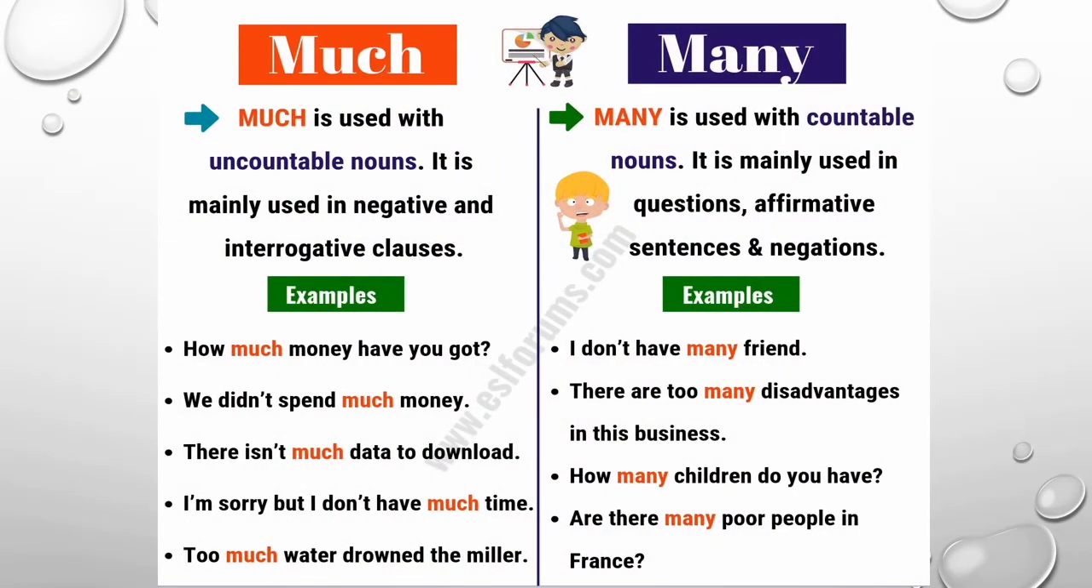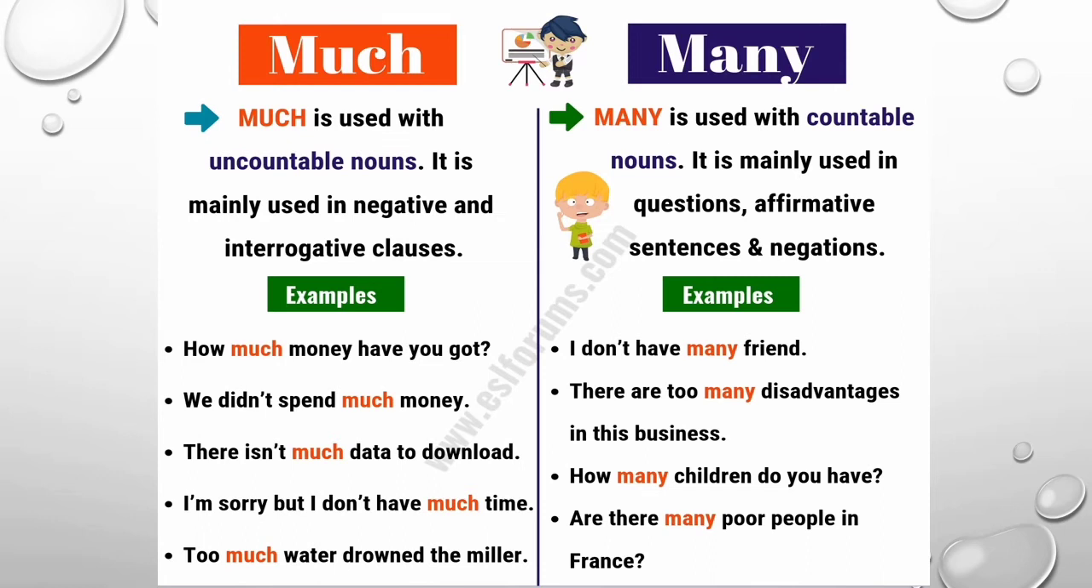I will show you the difference between much and many. Much is used with uncountable nouns, like I said before. It is mainly used in negative and interrogative clauses. Example: how much money have you got? You have to use much instead of many. How much money? And: we didn't spend much money. There isn't much data to download, and you can read by yourself.